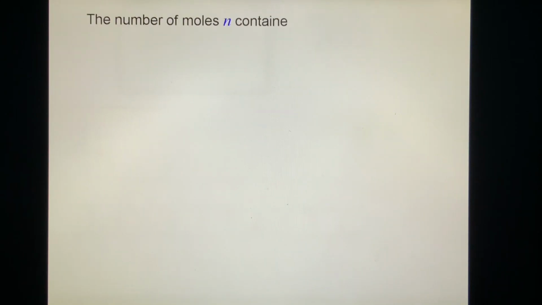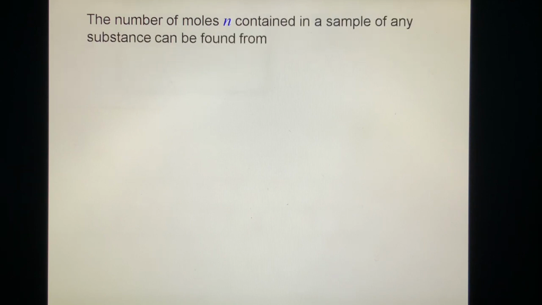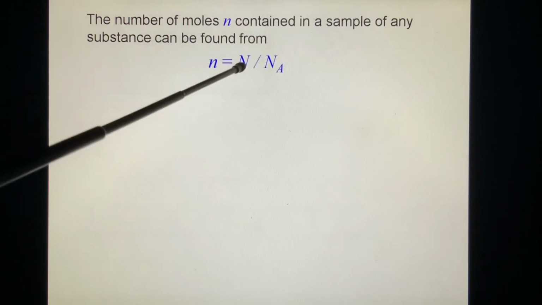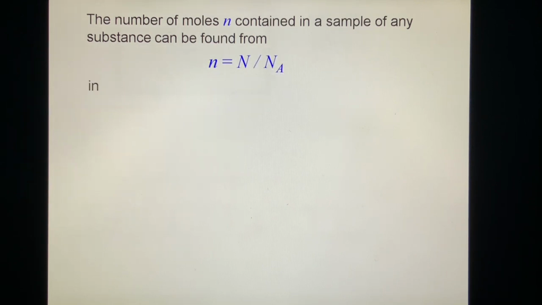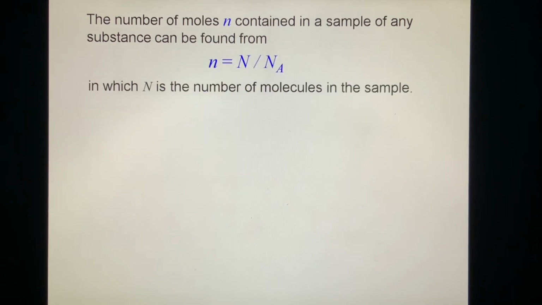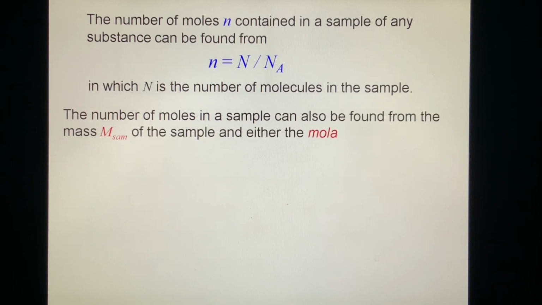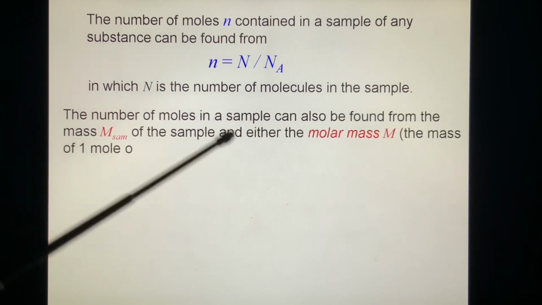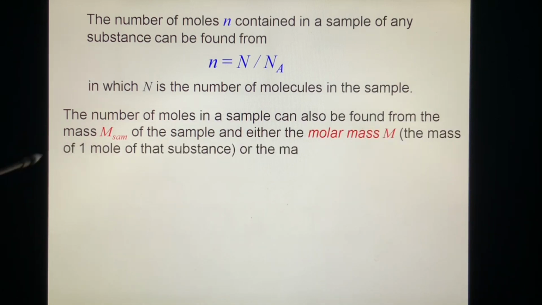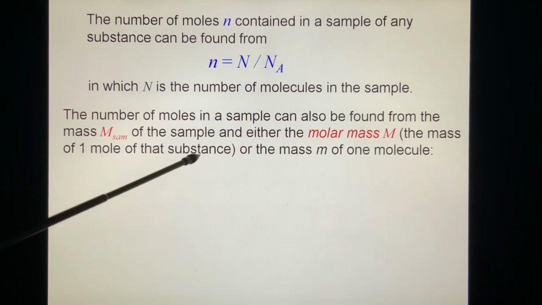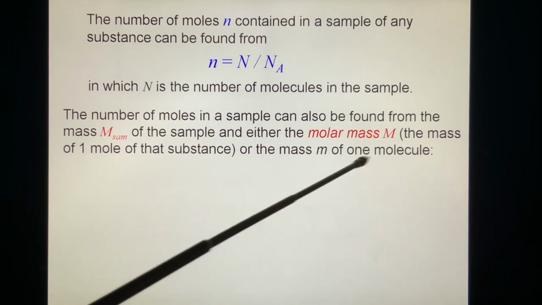The number of moles n contained in a sample of any substance can be found from n equals N over N_A, in which N is the number of molecules in the sample. The number of molecules in the sample can also be found from the mass m of the sample and either the molar mass M, the mass of one mole of that substance, or the mass m of one molecule.